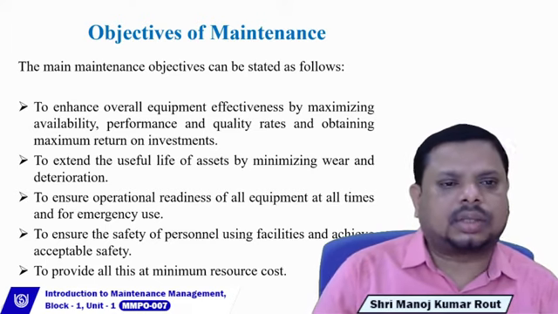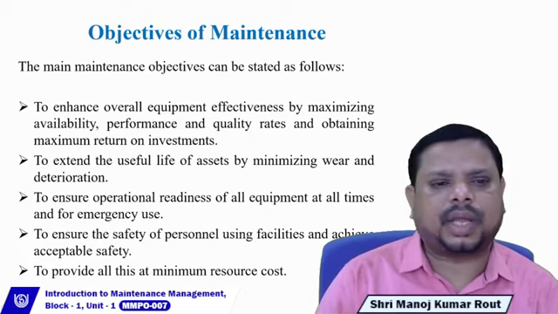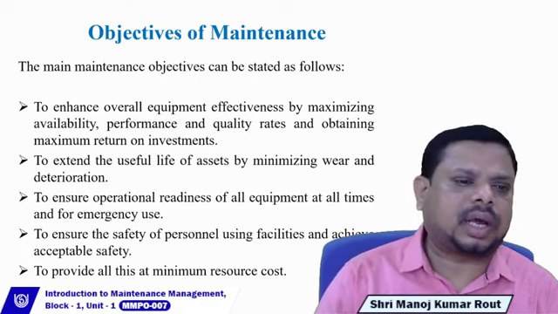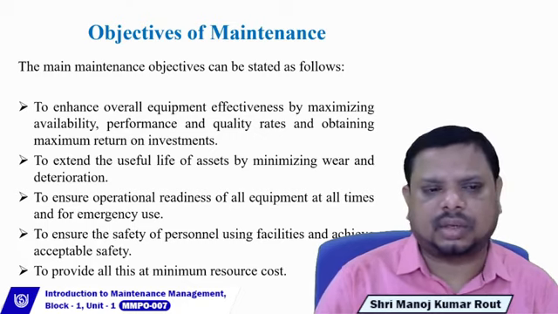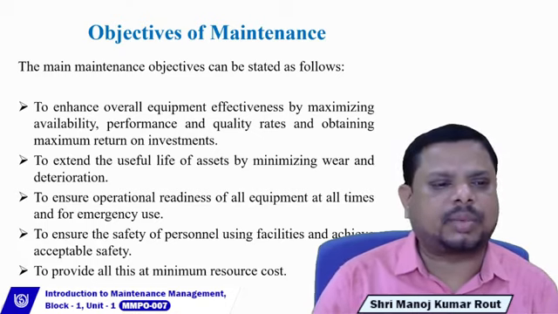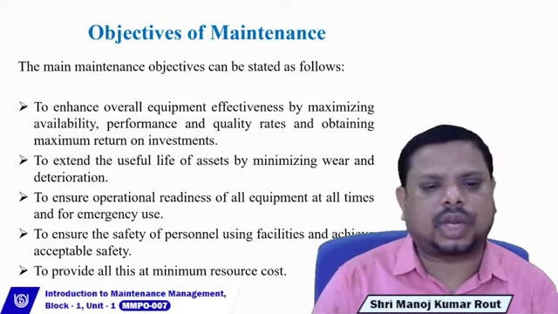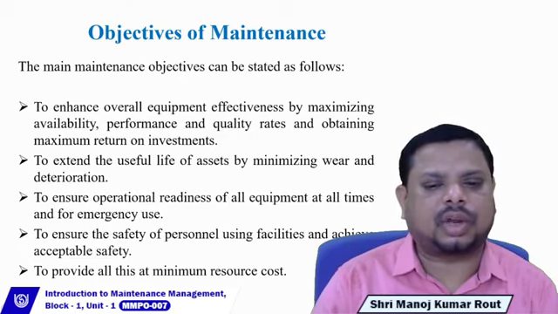So, as I discussed the objective of maintenance in the previous slide, now we have to understand the main maintenance objectives. The first one is to enhance the overall equipment effectiveness by maximizing availability, performance, and quality rates, and obtaining maximum return on investment. Point number two, to extend the useful life of assets by minimizing wear and deterioration. Point number three, to ensure operational readiness of all equipment at all times for emergency use.